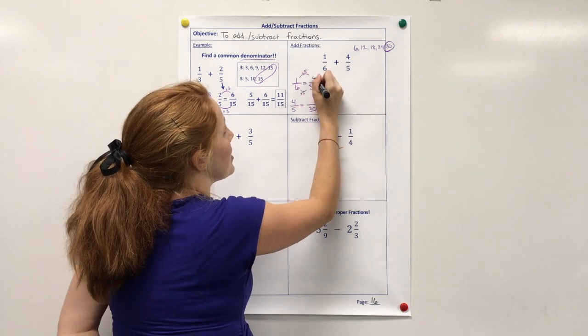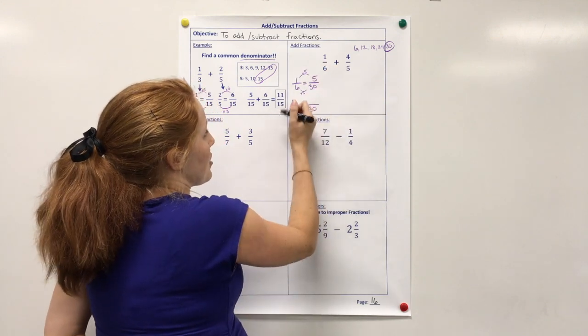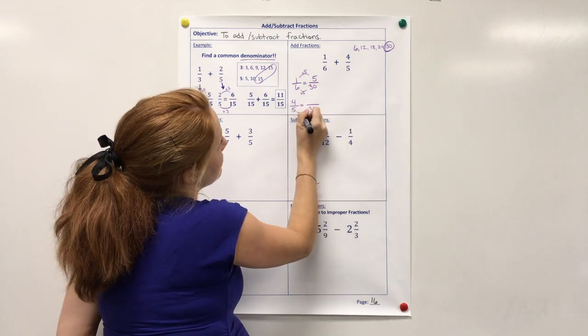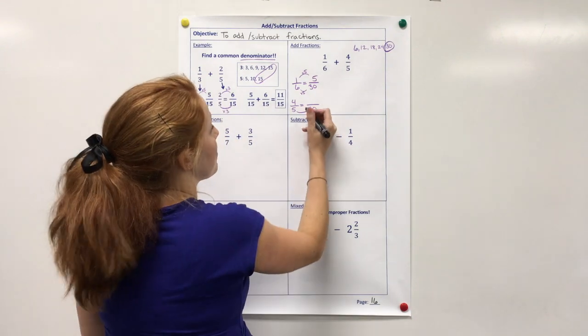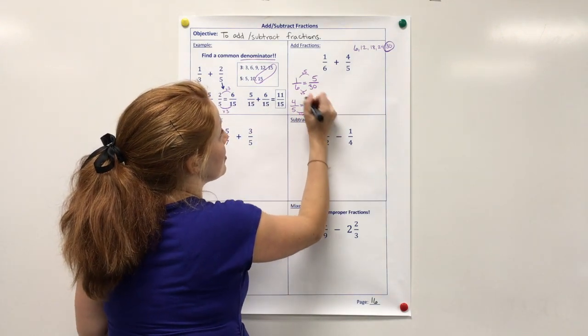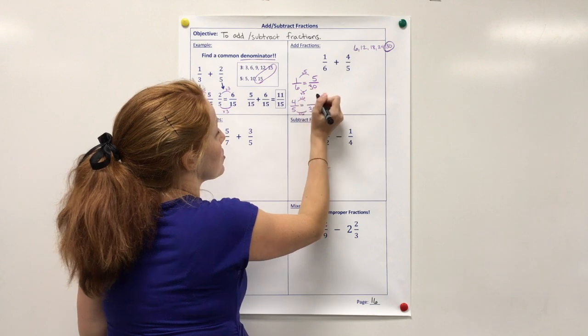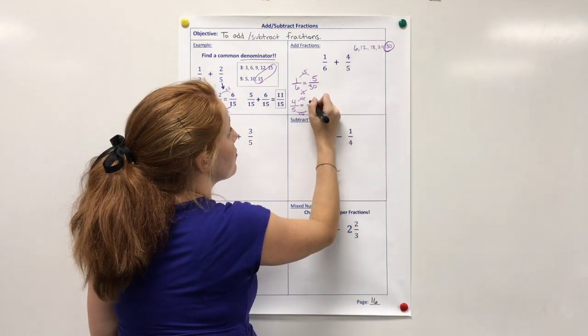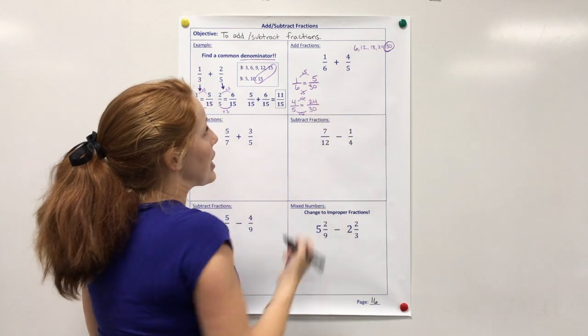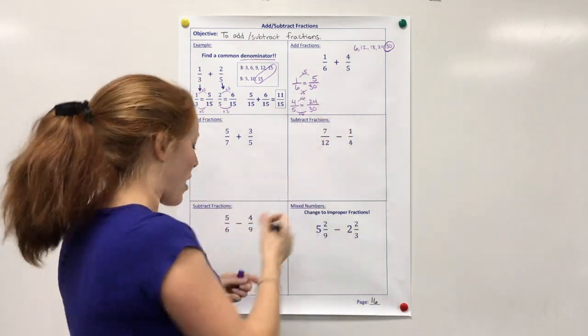1 times 5 is 5. Then I need to do the bottom. 5 times what is 30? Well, you could count by 5s, or hopefully you know, 5 times 6. So then this would also be times 6. So 4 times 6, well, you could also look up here. 1, 2, 3, 4. It's 24. Okay? Now I have my two new fractions.